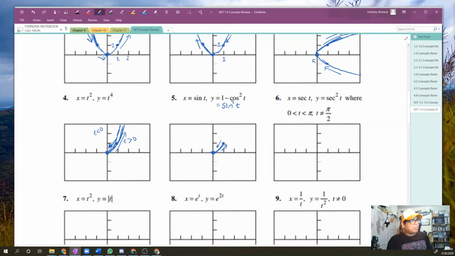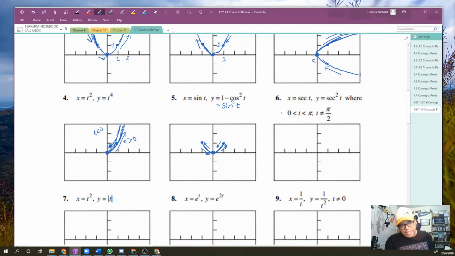Now, what happens for the negative part? Well, if you can imagine, let's substitute negative pi over 2. The sine of negative pi over 2 is negative 1. And then the negative 1 squared is 1. So this part of the graph, it's going to go out this way and then back again. So I'm seeing this oscillating between just this part of the parabola. That's a tricky one.